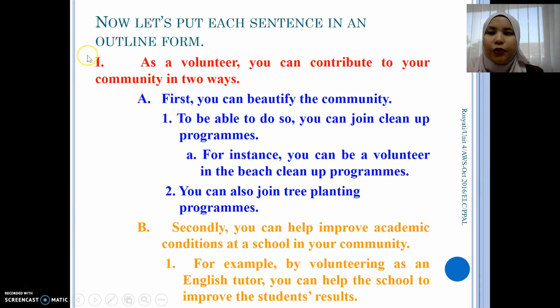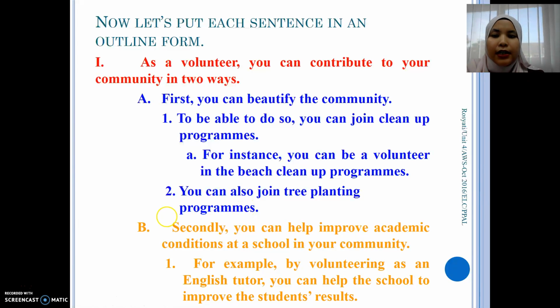Roman numeral 1 is the topic sentence, followed by capital letter A, the first elaboration that comes after your topic sentence. First, you can beautify the community. How? I want to elaborate further, so I have number 1 here: to be able to do so, you can join cleanup programs. I want to give more examples, so I have lowercase a here: for instance, you can be a volunteer in the beach cleanup programs. Next, number 2: you can also join tree planting programs. This is another way to beautify the community. The first way is to join cleanup programs, and the second way is to join tree planting programs.